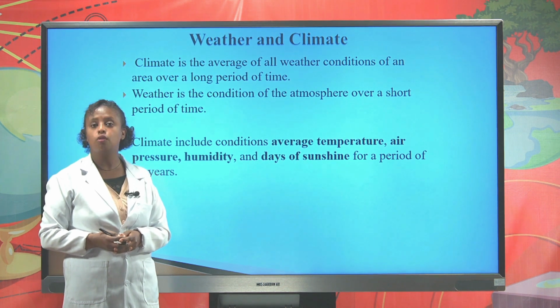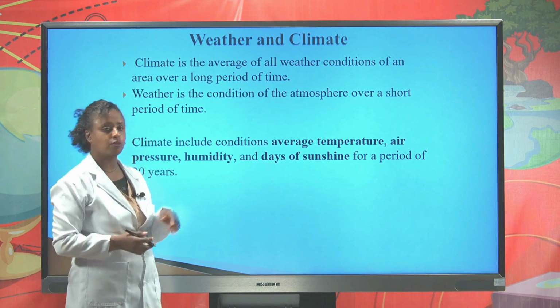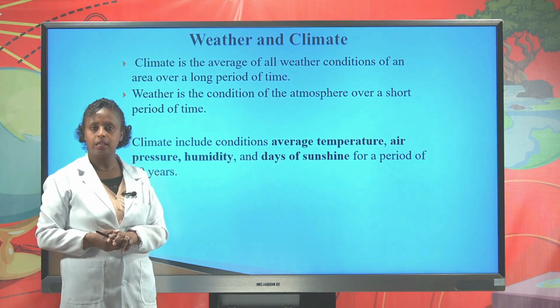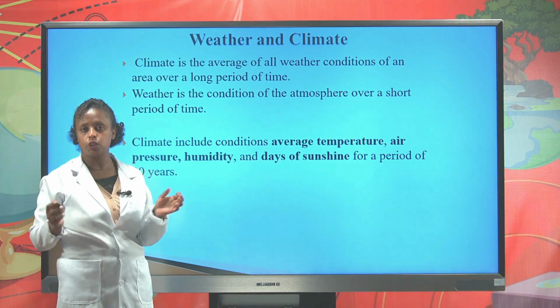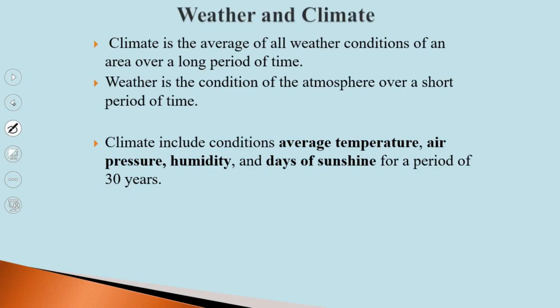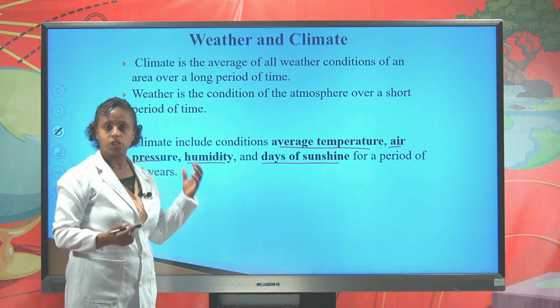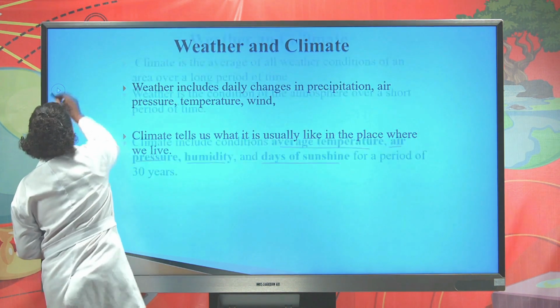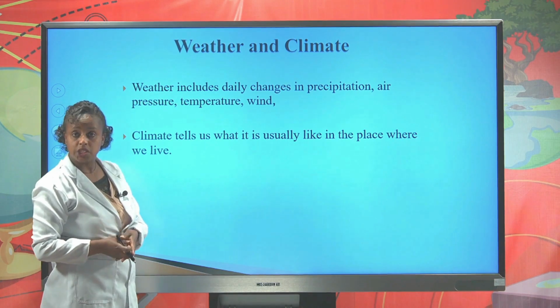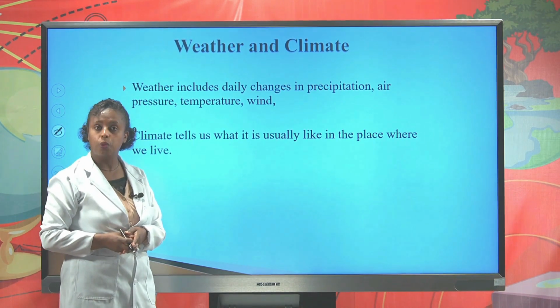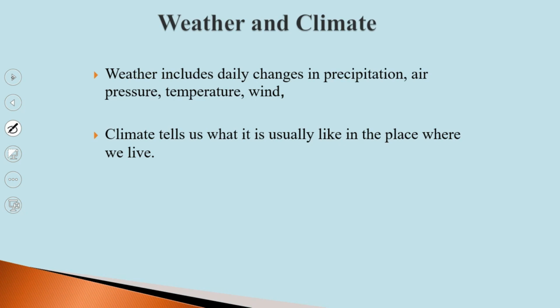Climate is the average of all weather conditions for a long period of time, whereas weather is the atmospheric condition for a short period of time. Climate includes average temperature, air pressure, humidity, and days of sunshine, which are the main elements of climate. Weather also includes the daily change in precipitation, temperature, and winds. Climate tells us what the place we live is usually like.